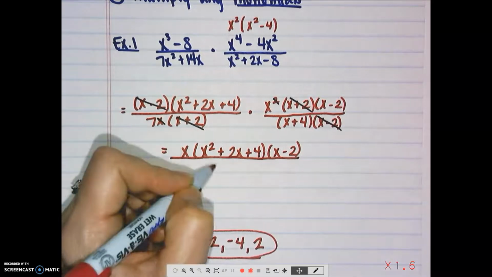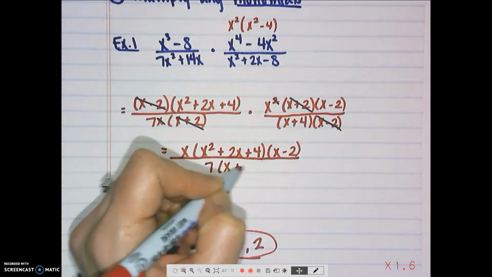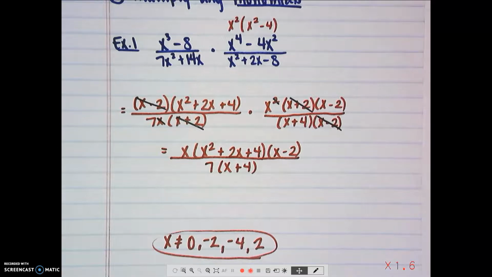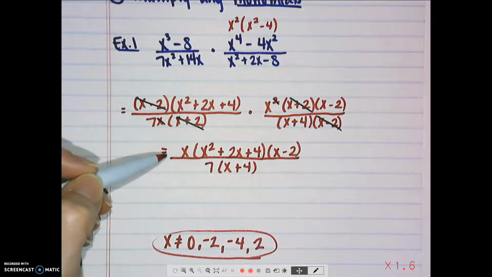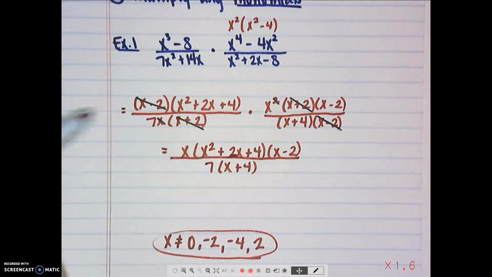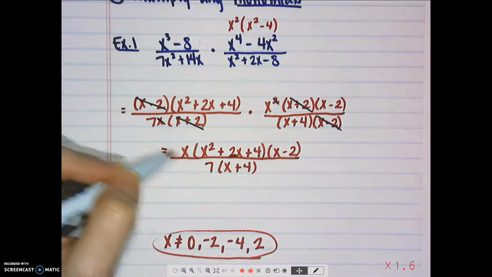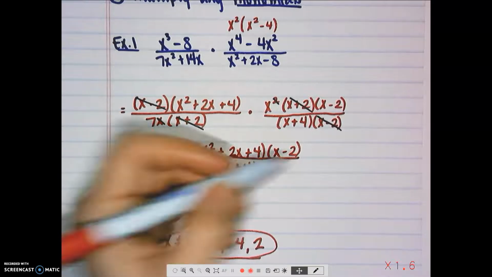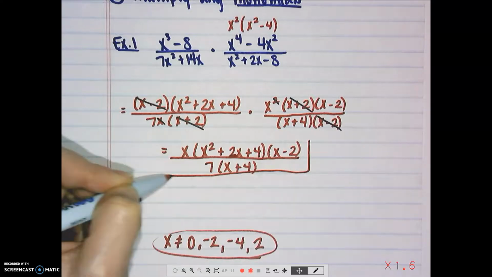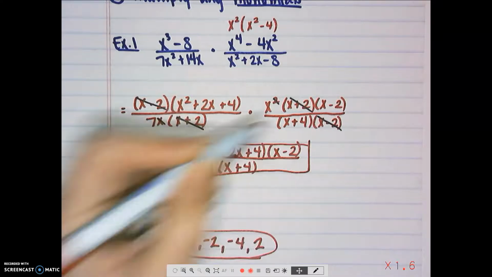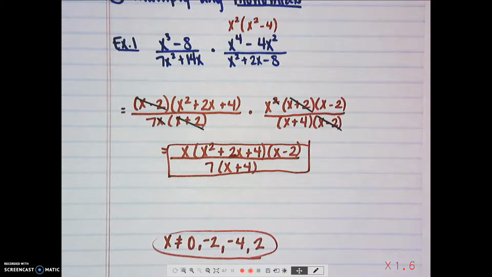In the denominator, we still have 7, and then our x plus 4. So with this, that's your answer. That's as simplified as it gets. There's nothing else we can do to that. We can't cross off parts of these things at all. So here's your simplified answer. And then we already circled our restrictions down here.